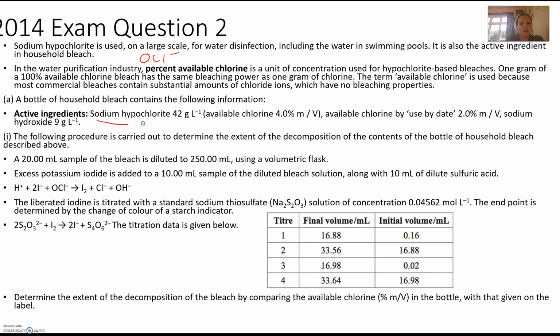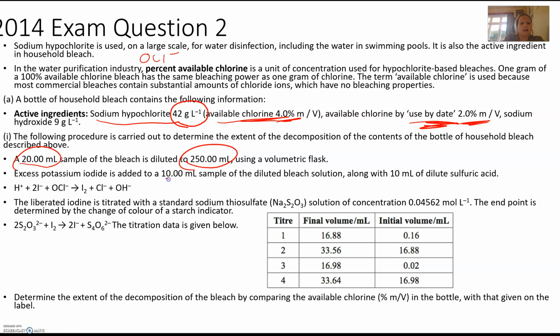Active ingredient sodium hypochlorite, there's 42 grams per litre, and the amount of available chlorine, so remember the available chlorine up here, is 4%. Okay. Available chlorine when it's past its used by date is when it's 2% or less. The following procedure is carried out to determine the extent of decomposition of contents of the bottles of household bleach described above. A 20 ml sample of bleach is diluted to 250 ml using a volumetric flask.